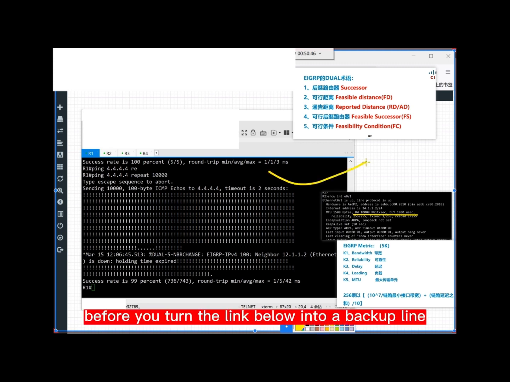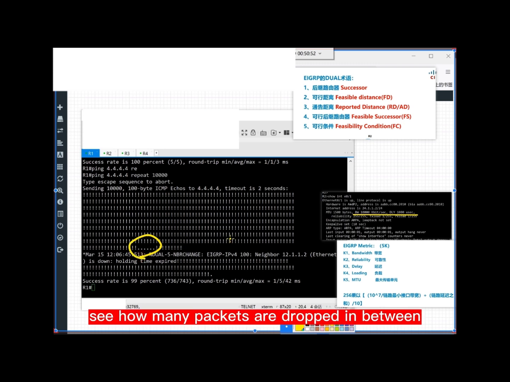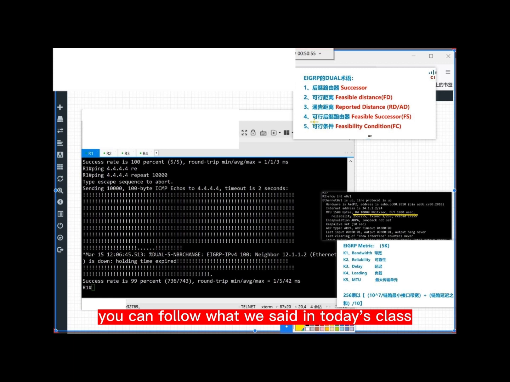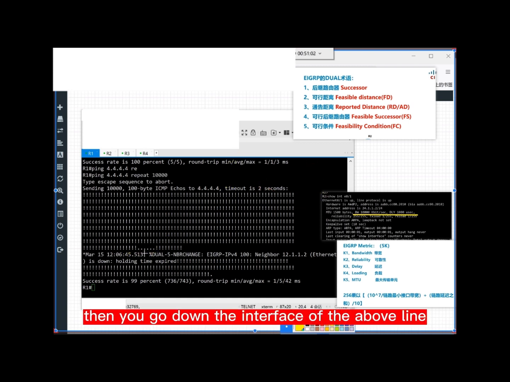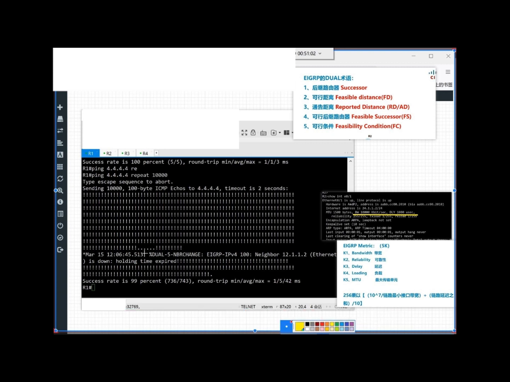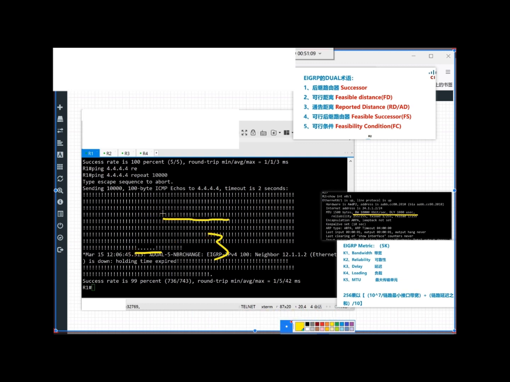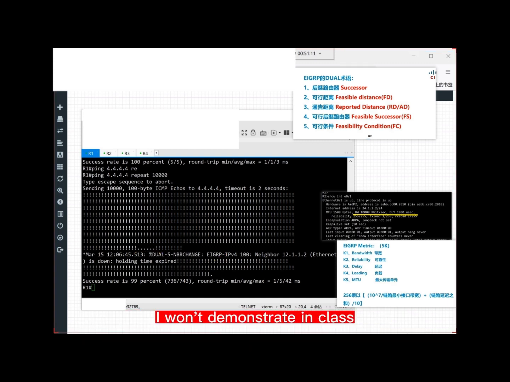Before you turn the link below into a backup line, do this: see how many packets are dropped in between. After that, you can follow what we said in today's class, make it into a feasible successor router, that is R3. You turn it into an alternate line. Then you down the interface of the above line and observe how many packets are dropped. About 3 times that. It needs to be recalculated when the packet is lost. I won't demonstrate in class.